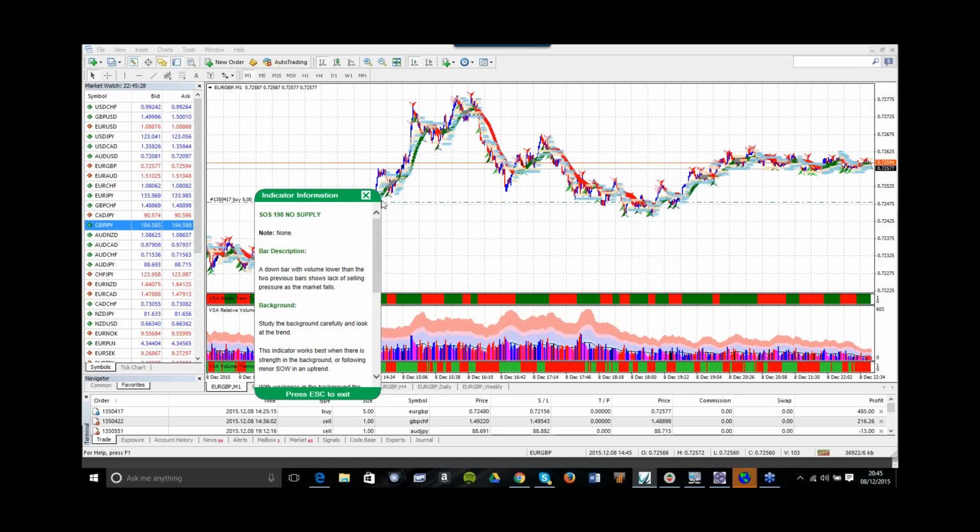Samuel says, after a no supply, the next bar is up, but should it go up on more volume than the no supply bar? Yes, it should. It's better to go up on a slight increase in volume, Samuel. That's a good point. You don't want it to go up on lower volume than the test because it means it's going to come and retest. So that's a good point.